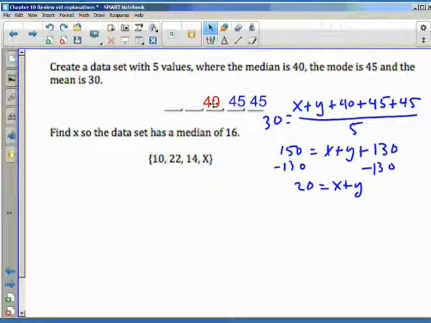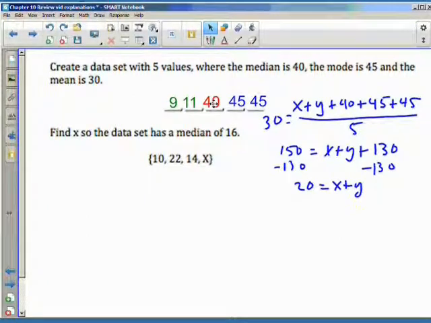What we're saying here is you can pick any 2 values that are less than 40. In fact, they could be negative values, but we want them just not to repeat, because if they repeat, we'd have another mode, and we can't do that. So to choose fairly obvious ones, let's go with 9 and 11.